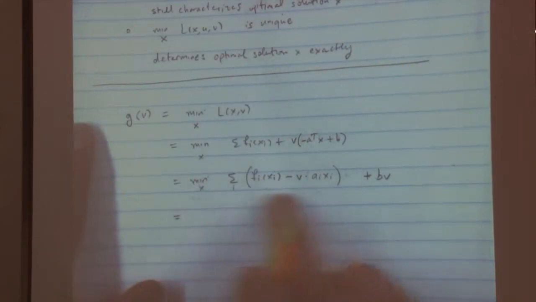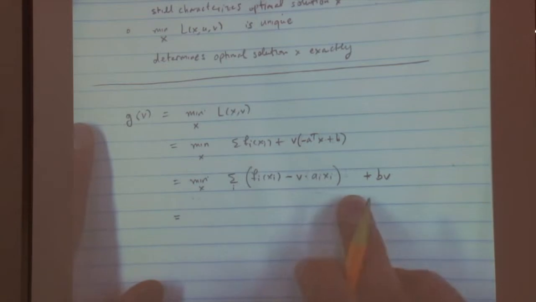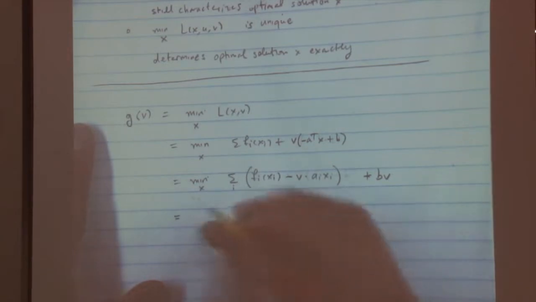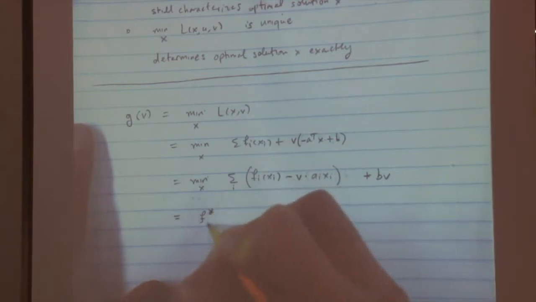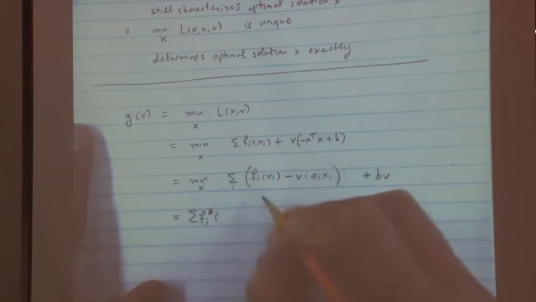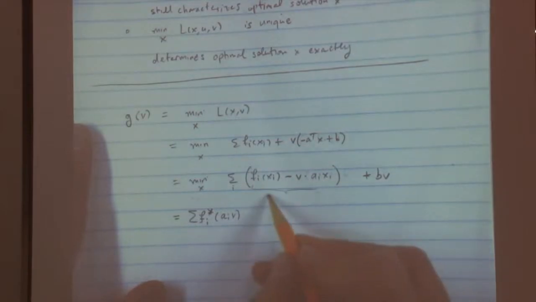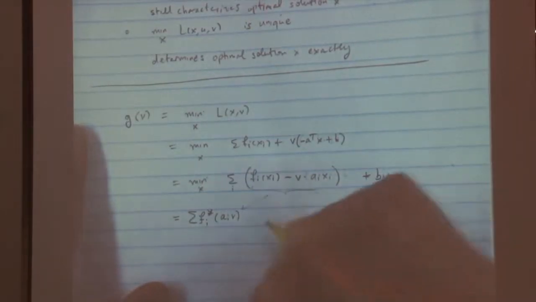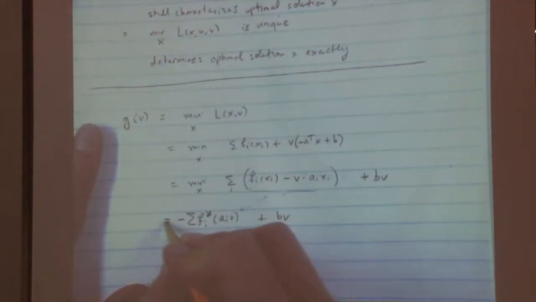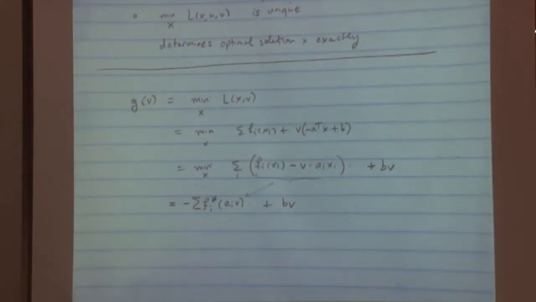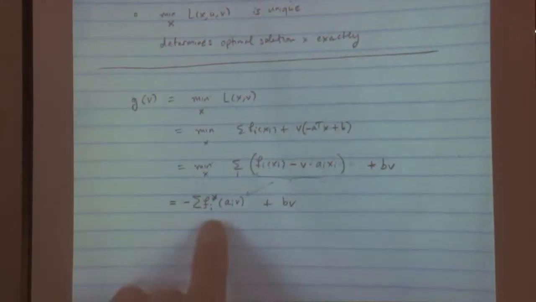We're going to see that this is equal to what we call the convex conjugate of fi, evaluated at ai times v. And we write that as fi star of ai times v. That's exactly what this is here. It's what we call the convex conjugate, plus bv. Right, it's actually the negative conjugate. So for many instances, we'll be able to form this function.